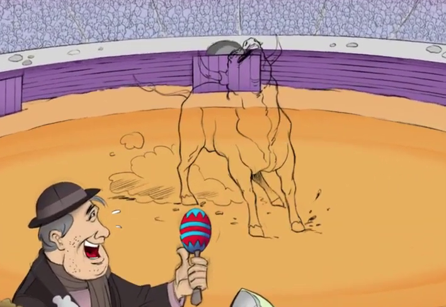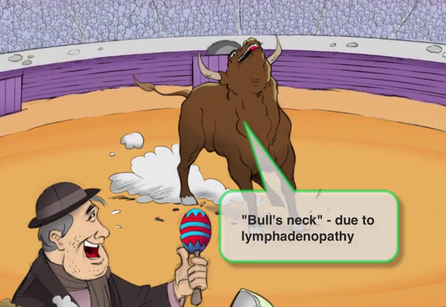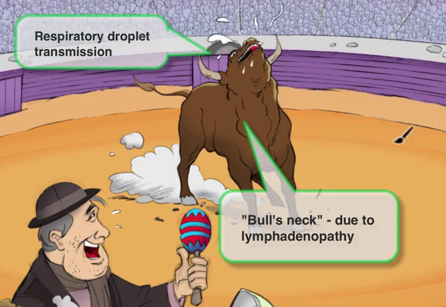Let's draw our bull here, and he's extending his head backwards to display his massive bull neck. We'll also draw some droplets coming out of his mouth as he charges to remind you that it's transmitted by respiratory droplets.